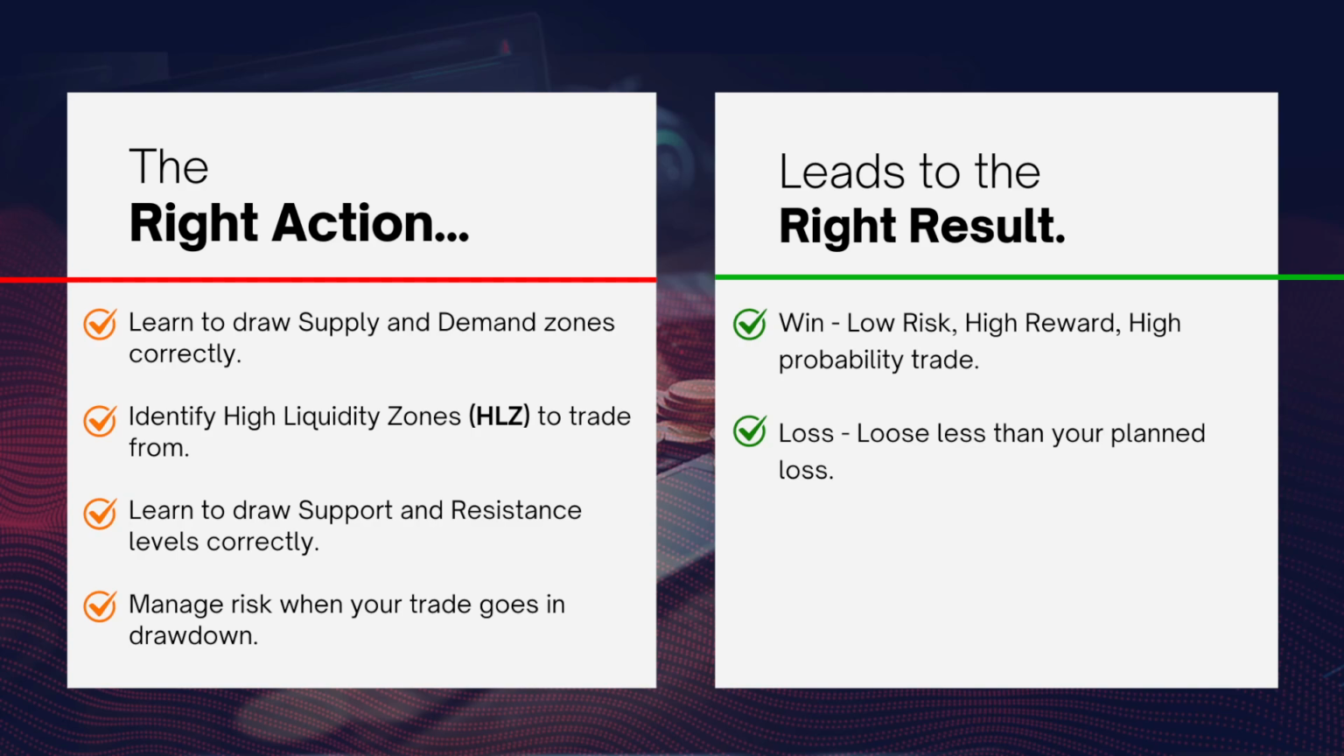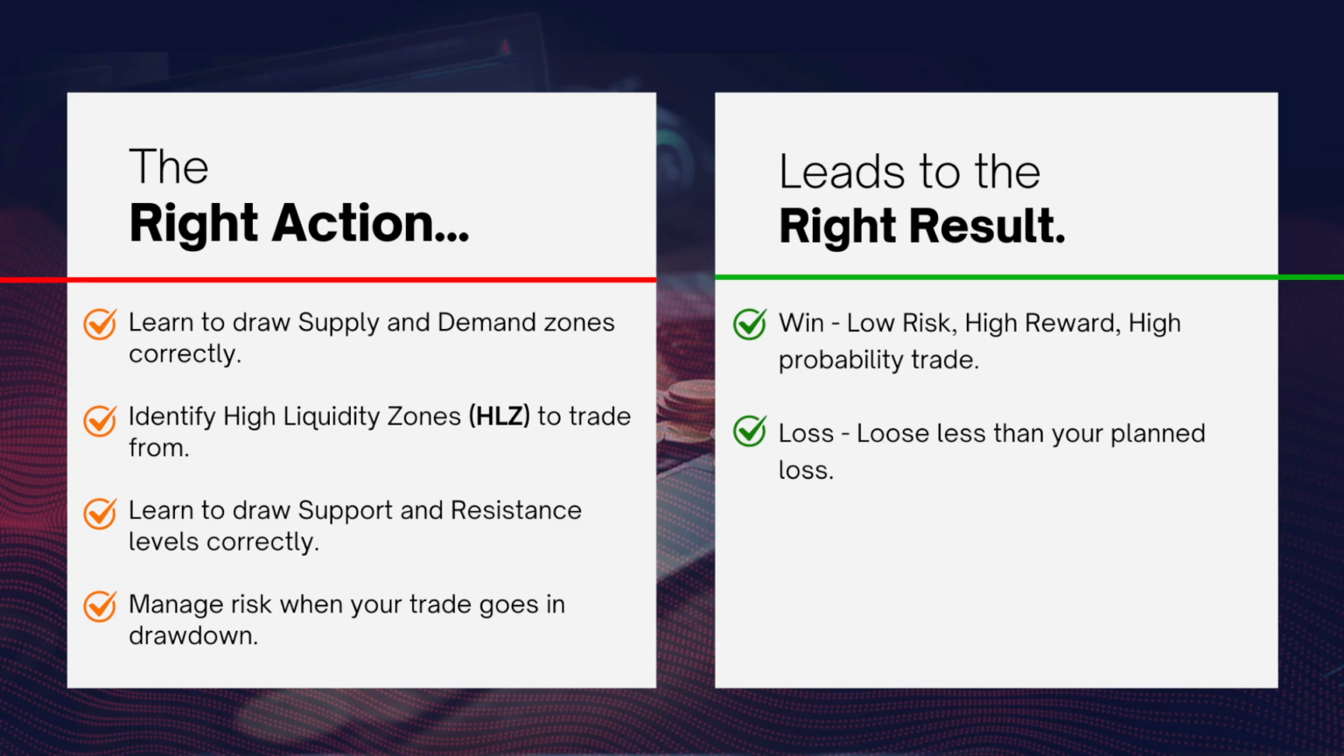If you learn to draw supply demand zones correctly and learn to identify high liquidity zones correctly, and you take a trade based on that, that will lead to this. And if that trade goes into drawdown for whatever reason, this is a probability game. So if you manage risk, then that will lead to this, right? That will lead to this.